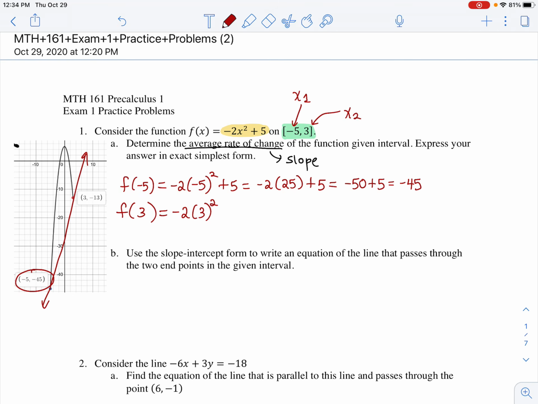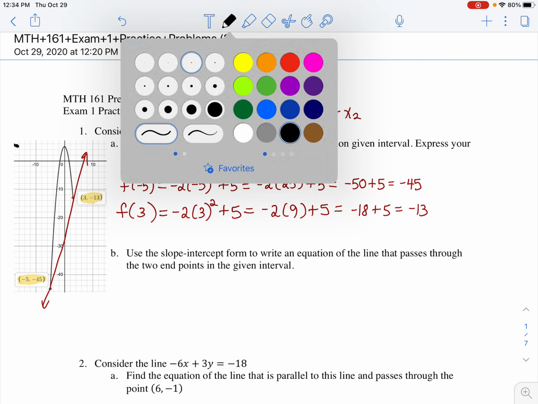-2 times 3 squared plus 5. That is going to be -2 times 9 plus 5. -2 times 9 is -18. If I add 5 to that, I will get -13. And yay, I got the same y value up there. So I was able to graph it on the Desmos calculator and get the y values. But if you are not graphing it, you just have to make sure that you plug those x values into the function to find the y values.